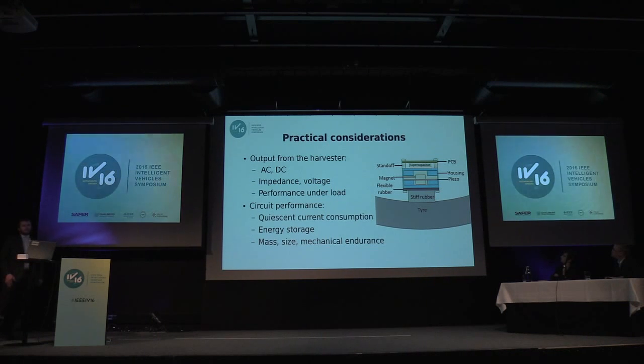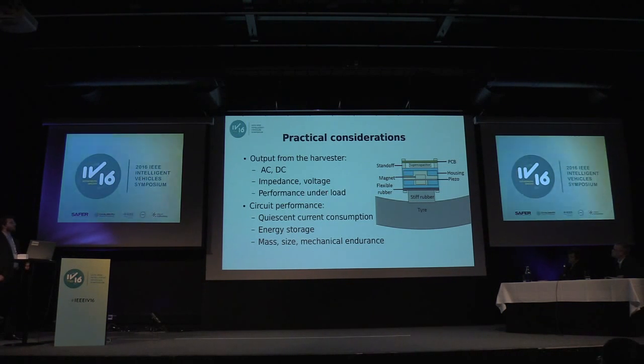There are a lot of practical considerations when building this harvester. For example, the output might be alternating current, but every existing sensor system using digital components I know of needs direct current at a well regulated voltage level. The impedance and voltage of the harvester might vary. You might have a very high impedance, very high voltage, which in essence means that you have a high voltage until you start taking power from the harvester, and then the voltage will collapse. Or you might have a harvester with very low output voltage and very low output impedance, which means you can take as much current as you like, but the voltage is very low and you need to find a way to use it.